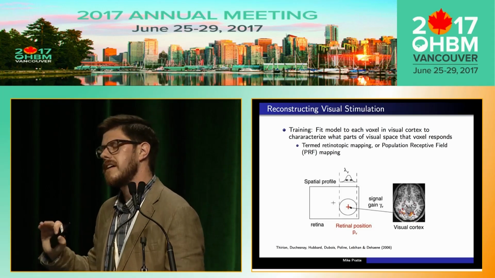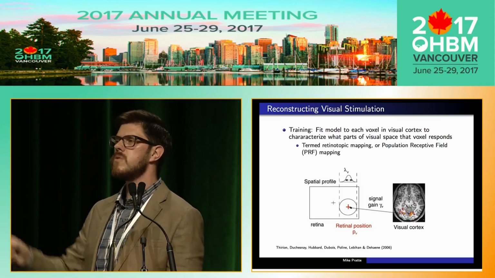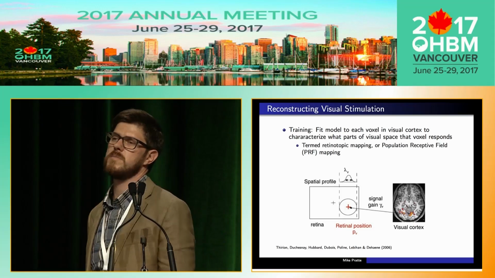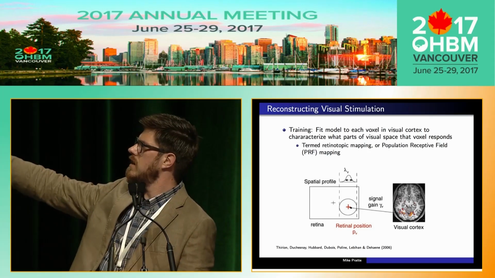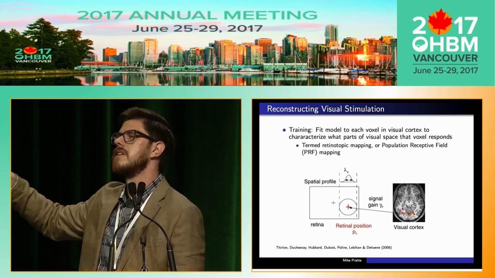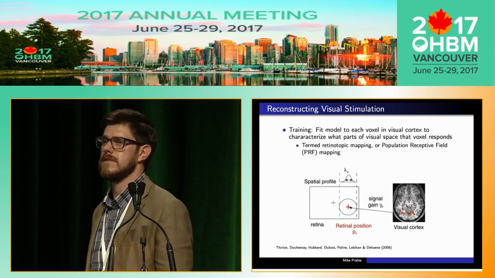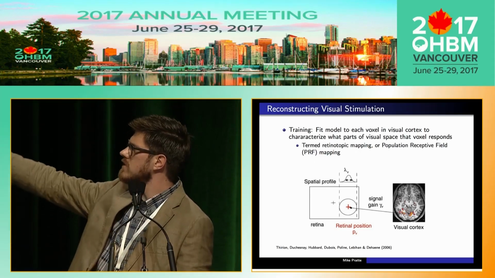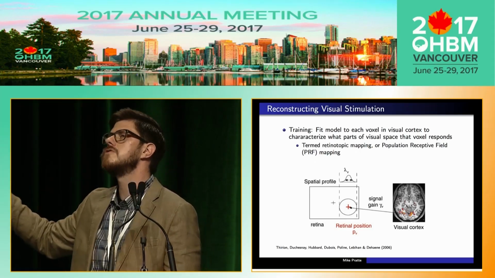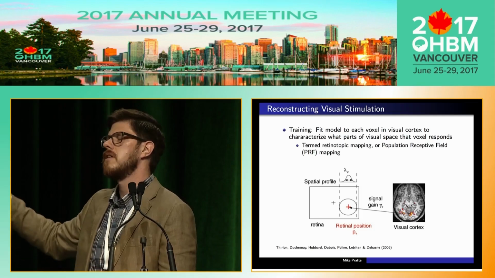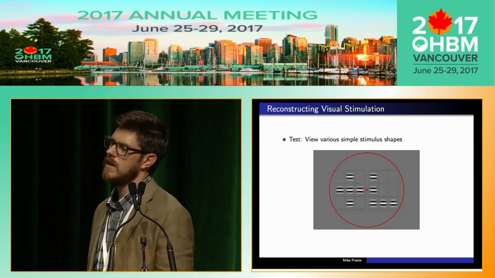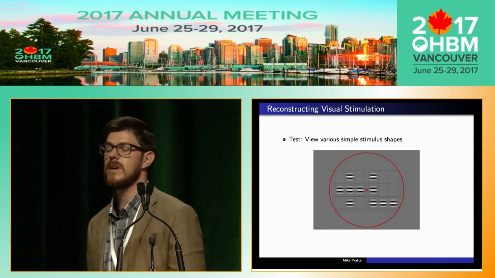So here's an example from 2006 with Thirion and Stan Dehaene, where they took voxels in visual cortex and said, all right, every voxel in the brain we know responds to some particular part of space. So they fit a 2D Gaussian to every voxel to characterize where in space this voxel responds. It's very simple. So if you have 200 voxels, you have 200 different models now of where those voxels respond in space. That was the first half of the experiment, the training phase.